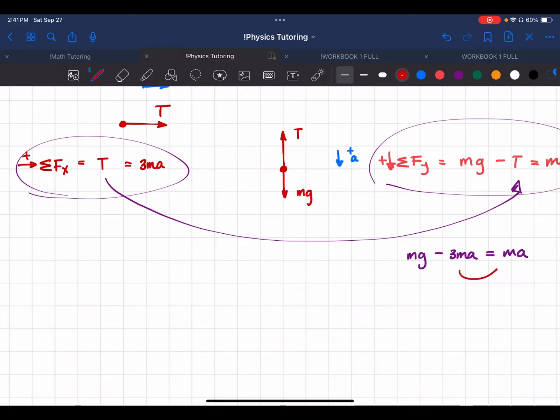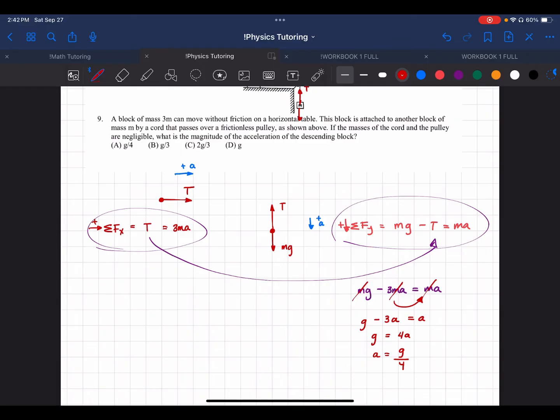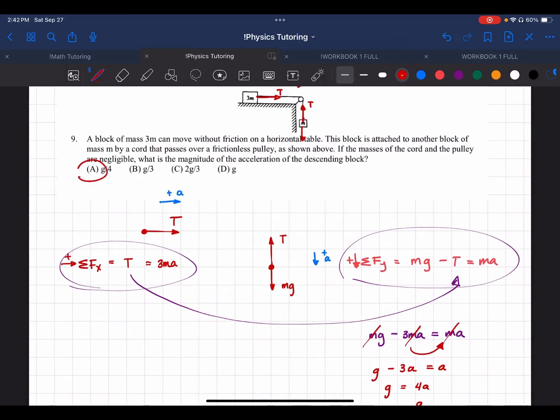So what I can do, I can bring that to the other side, makes it positive. Oh, guess what cancels out? Mass, mass, and mass. Most of the time, mass will cancel out. A lot of the times, actually. So look, if I bring this to the other side, it will be G minus 3A equals A. And G is this for A. So A is G divided by 4. Wow. So the answer will be A.